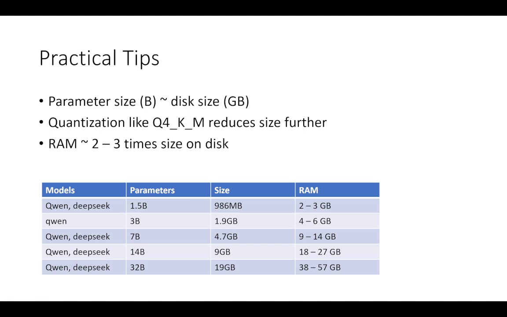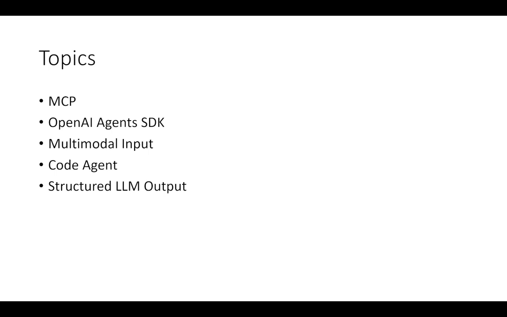Okay, so here are some tips with this. Usually for the model that you run, the number of parameters in billions would be your disk size in GB, right? With quantization like Q4 KM, that size may reduce further. Okay, and you need 2 to 3 times the size of the model as RAM on the machine where you run it. Right? There are some examples.